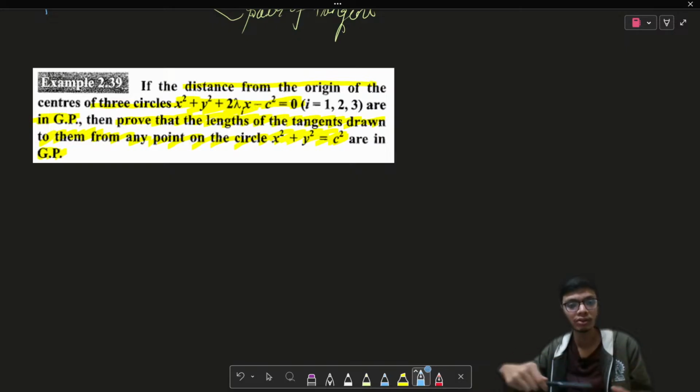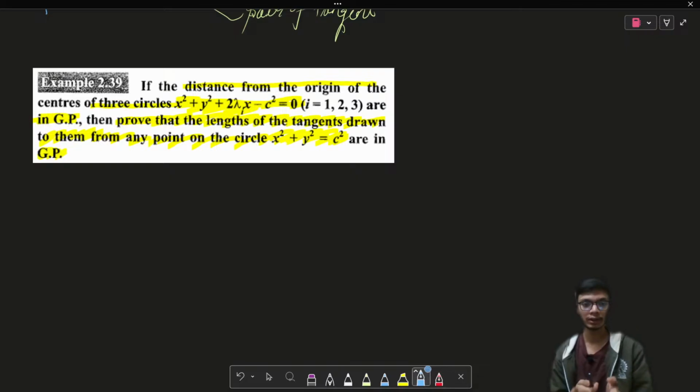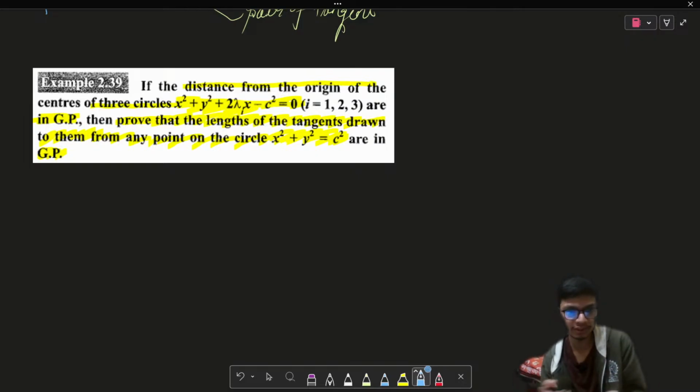However, in JEE Mains also this kind of problem can be asked, such that they will ask how the lengths of the tangents drawn to them from any point on the circle are in AP, GP, or HP. Maybe that can be made as an option, right? So it can ask which of the sequences is followed by the lengths of the tangents, right? Either it is AP, GP, HP, or combined AGP. That can be the four options that can be given.